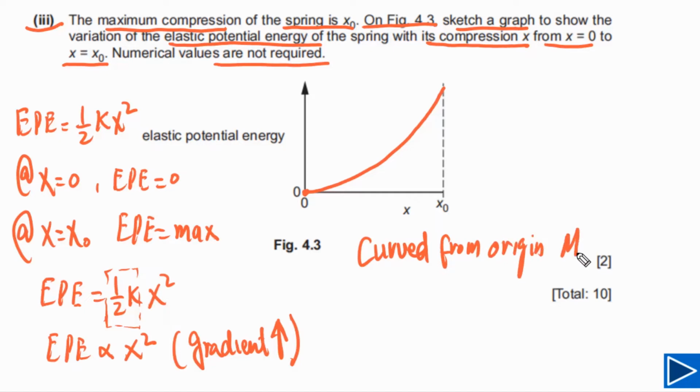And this mark is M mark. It has to be a curve. If you draw a straight line, you will get 0 marks. And the second mark is if the gradient is increasing. And that is an answer mark. So 2 marks for this question.